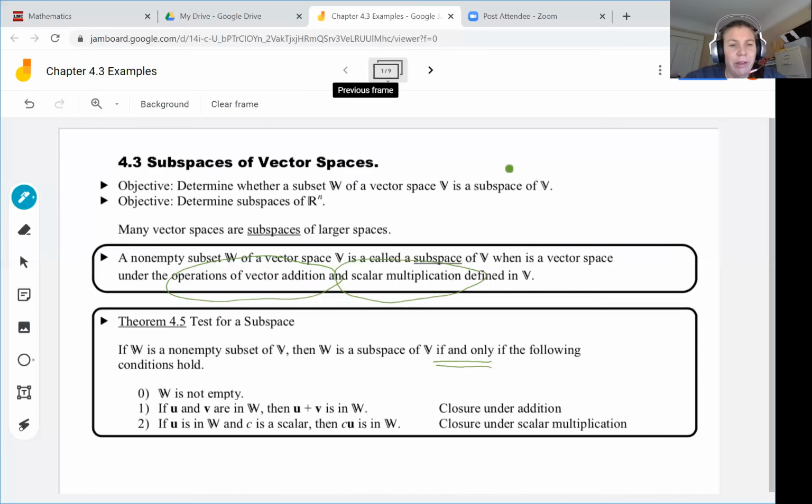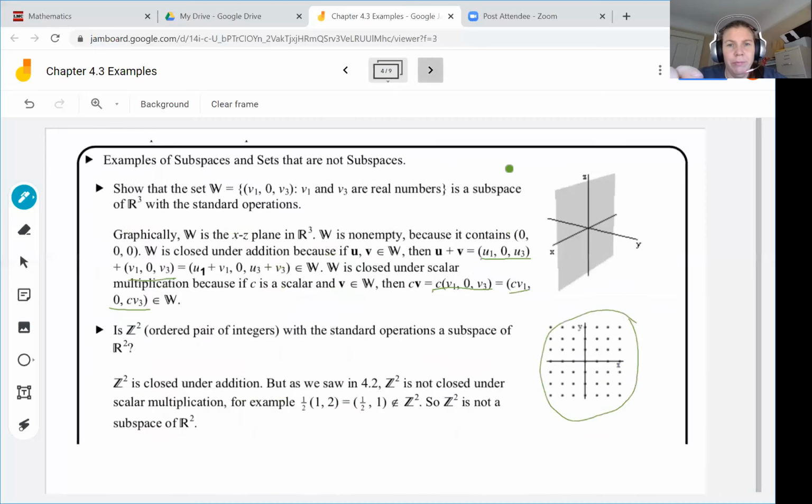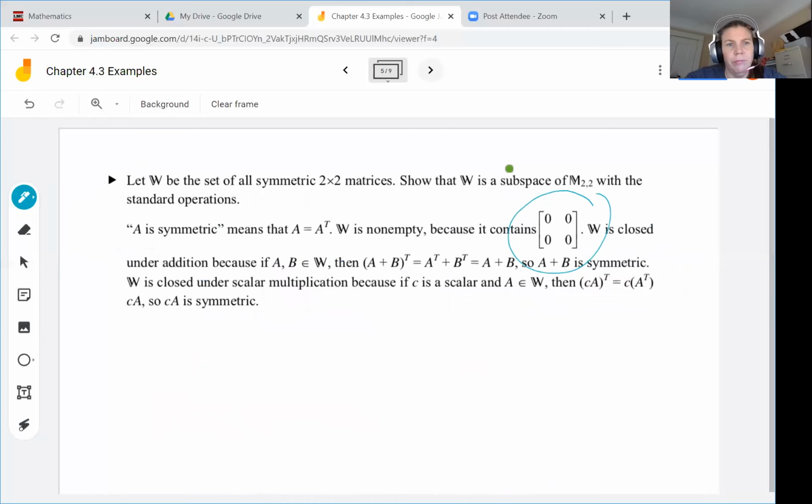All right, so now we're going to prove the third condition. If U is in W and C is a scalar, then the scalar multiplication is also in W. All right, so if C is a scalar and A is a symmetric matrix in W, then C times A transpose, well, that C comes out front and it's just C times A transpose, which is just C times A. So C times A is symmetric. So W is also closed under scalar multiplication. So we have shown all three properties. And so we can say that the set of all symmetric 2x2 matrices is a subspace of all 2x2 matrices.